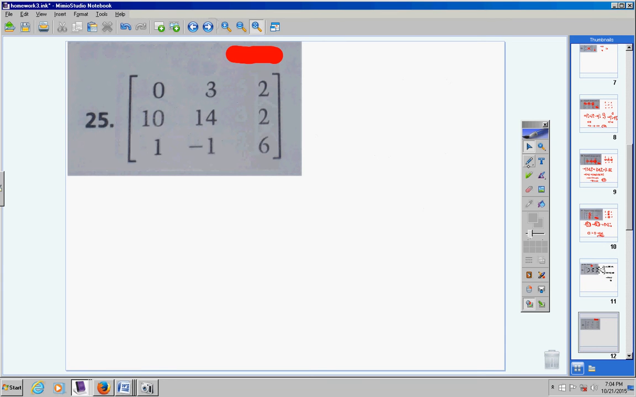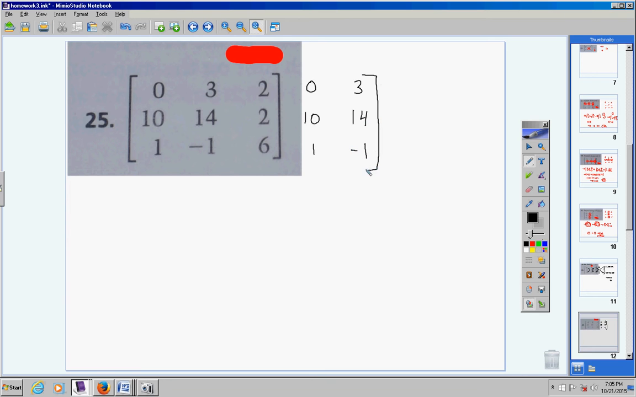Number 25, let's find the determinant of this matrix using the diagonals method. So the first thing we're going to do is copy our first 2 columns over again. My first column is 0, 10, 1. So 0, 10, 1. My second column is 3, 14, negative 1.